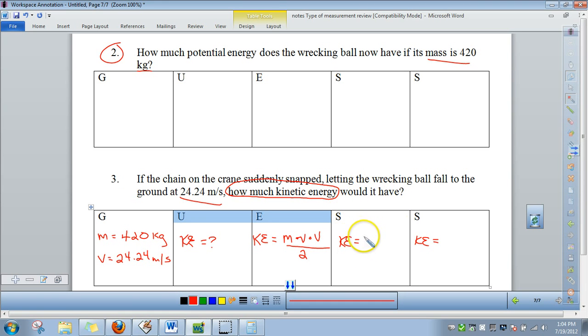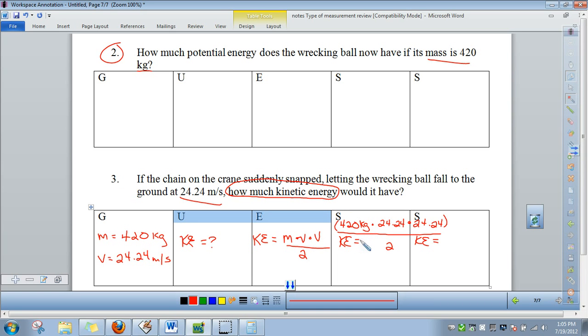Mass is 420 kilograms. I'm going to move up here so I have a little more room to write. 420 kilograms times a velocity of 24.24. Remember, the velocity is squared, so 24.24 again. All of that divided by 2. If you remember anything about order of operations, what do we have to do first? That's right, we have to do the multiplication part of the problem first.